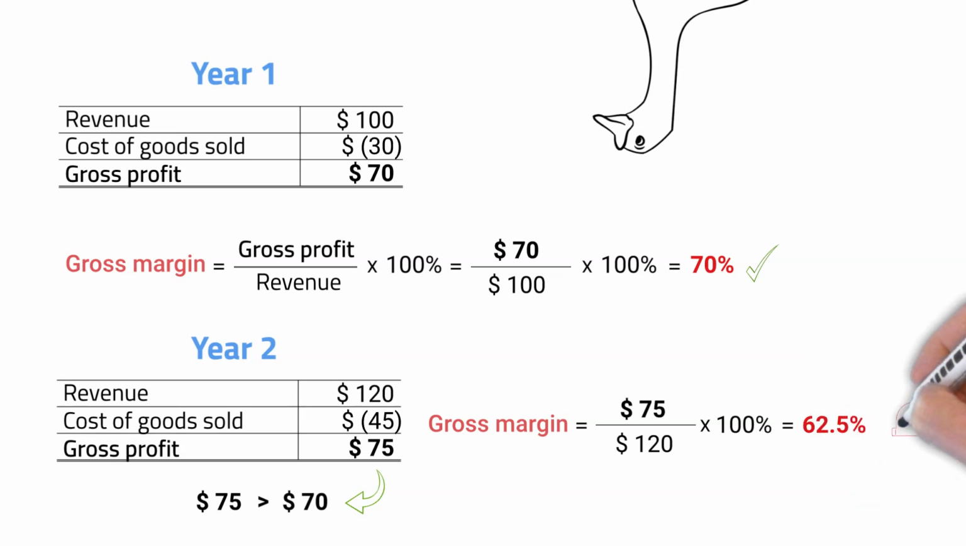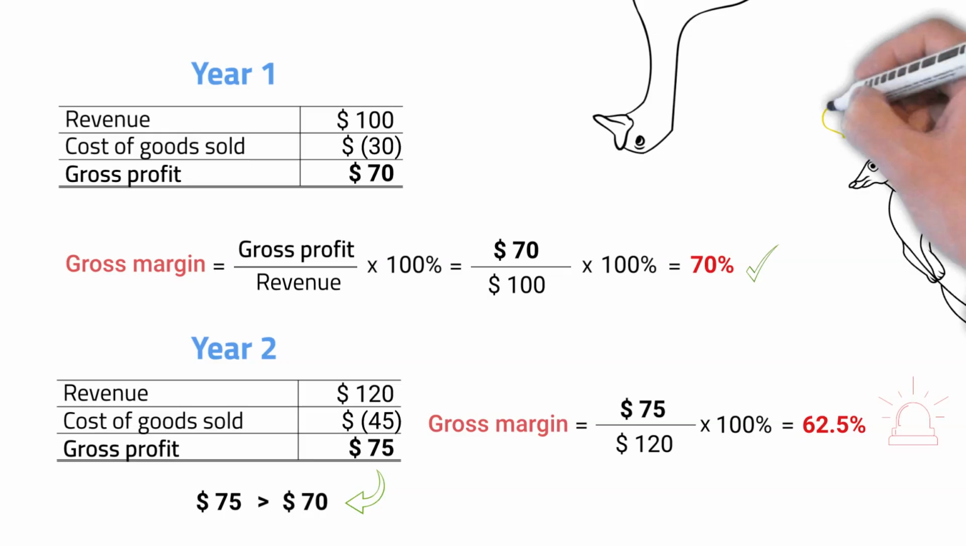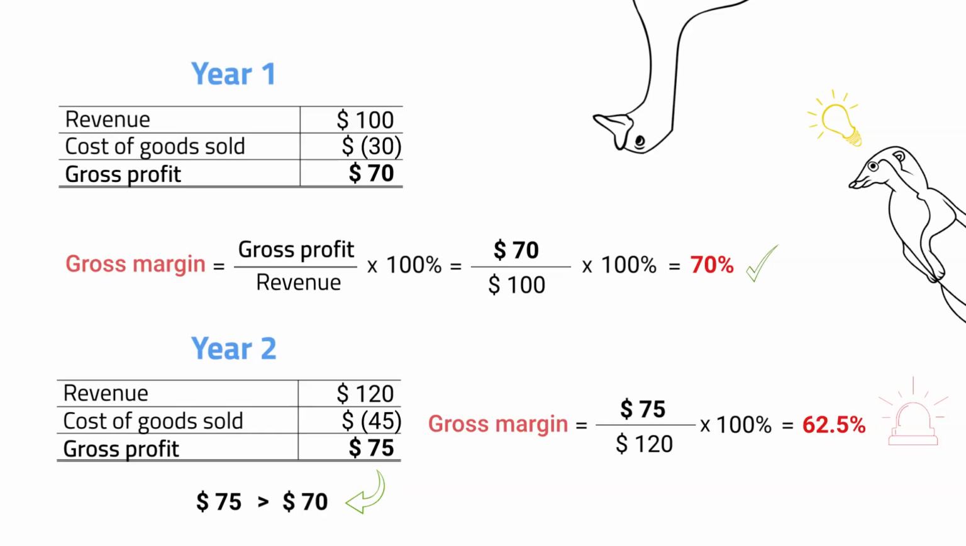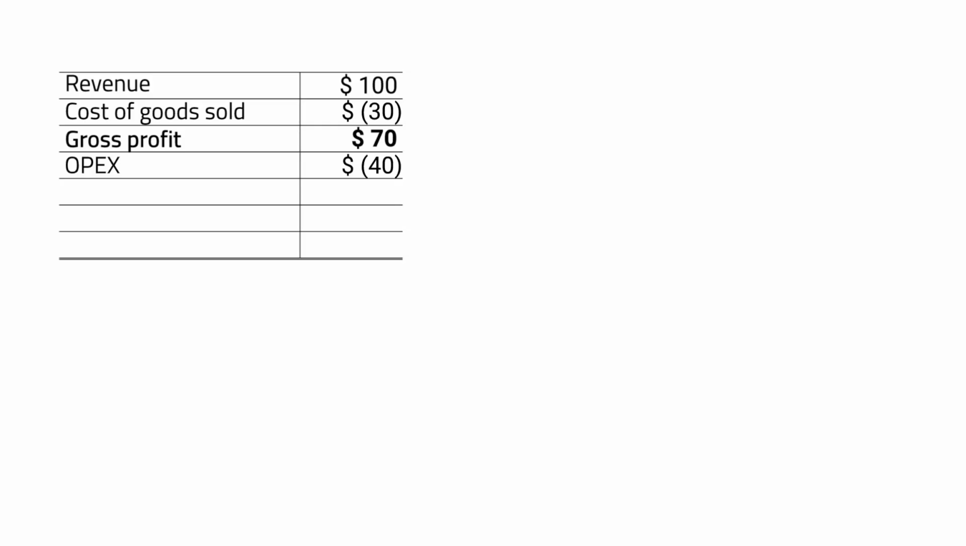That's not a good development, right? We are now earning less for every dollar of sales. This needs to be investigated. So you see, such indicators are very important to get a better picture and can signal you of any upcoming problems. After further deducting operating expenses, you will get to operating profit, and after tax, to net profit.